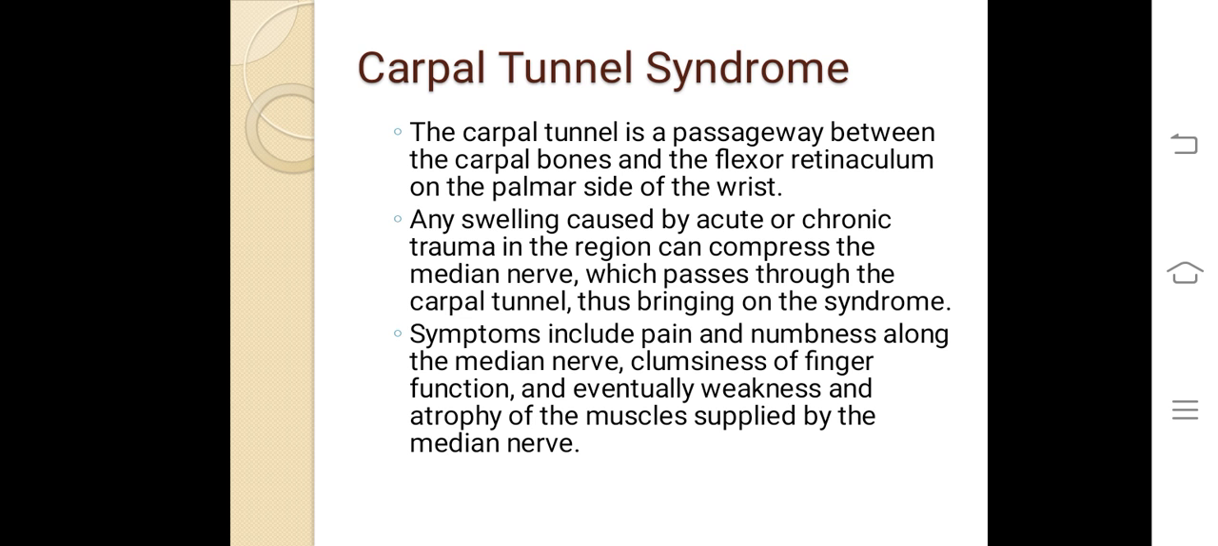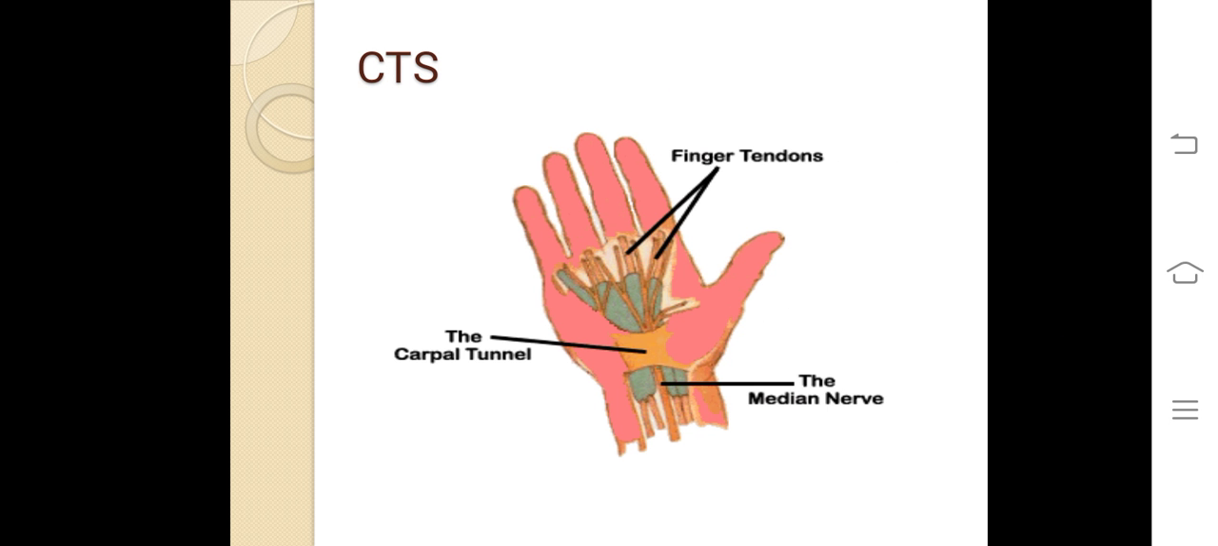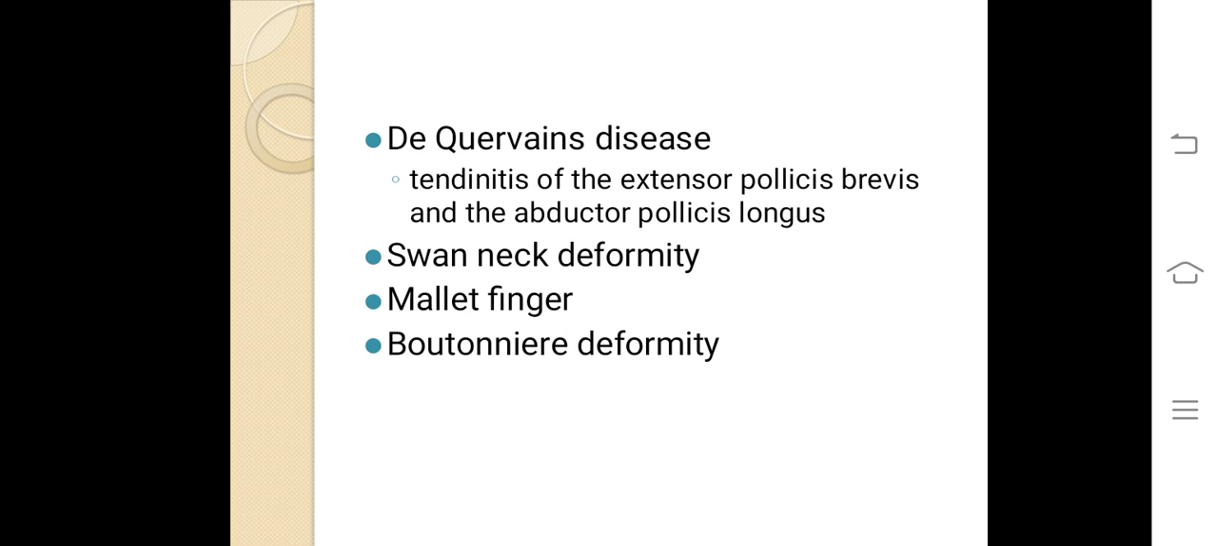It is also common in office workers who repeatedly rest the arm on the palmar surface of the wrist. By modification of the keyboard and other activities, we can prevent carpal tunnel syndrome. This is an imagery presentation of CTS. De Quervain syndrome: tendinitis of the extensor pollicis brevis and the abductor pollicis longus is common in this disease.